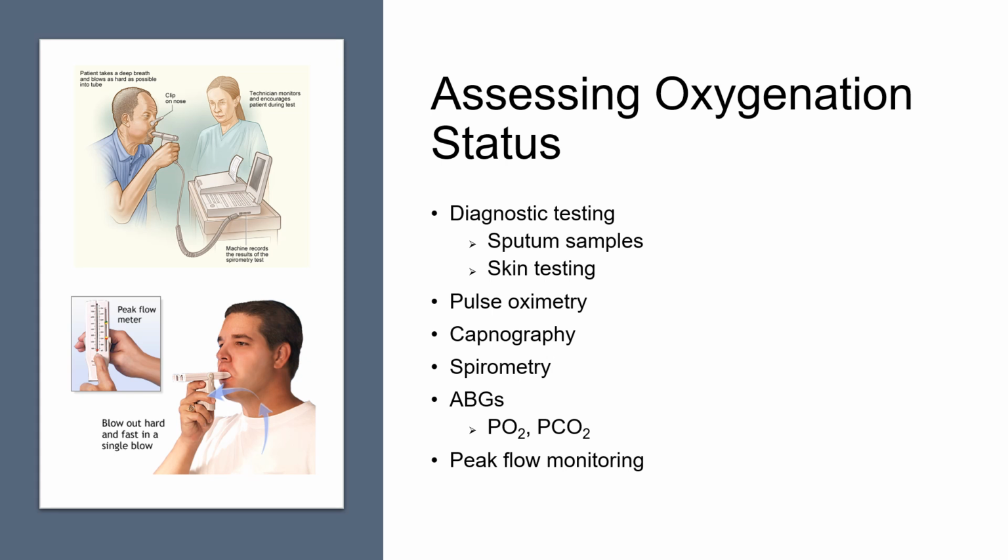Spirometry is this picture here on the top. So a patient has this little machine, blows into it, and then the machine will record volume levels. ABGs we're going to talk about on the next slide, and then we have peak flow monitoring. That is pictured here in the bottom left. It's a little meter you blow out, and it measures how much your capacity is.